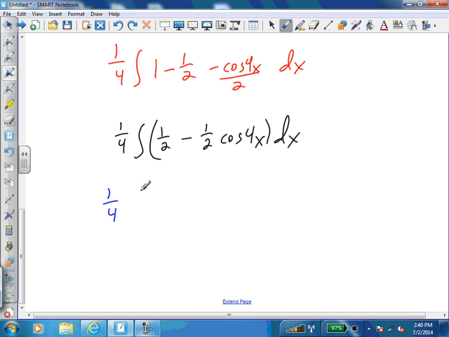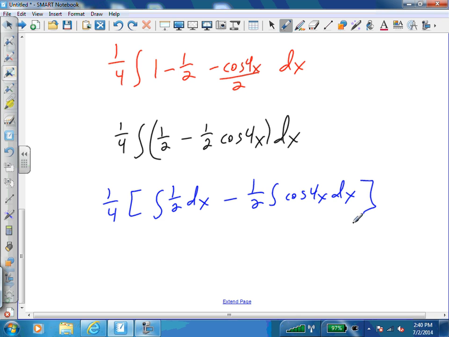So 1/4 times, let's break this into two separate integrals. The integral of 1/2 dx minus 1/2 the integral of cosine 4x dx. What do we get for this first integral? 1/2 x, or we could call it x over 2.